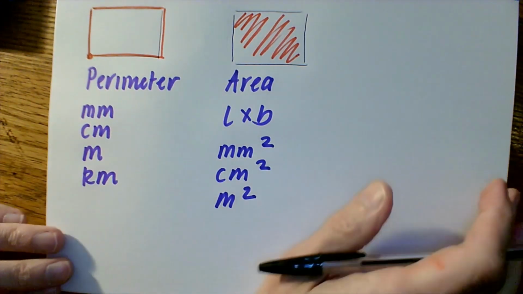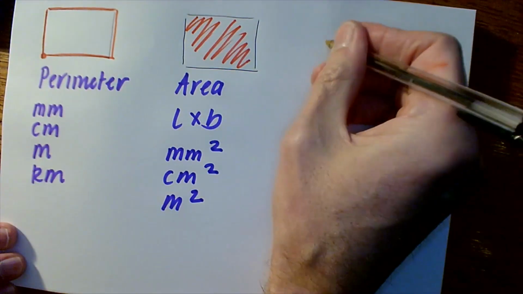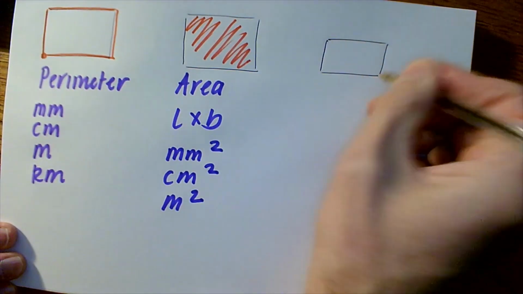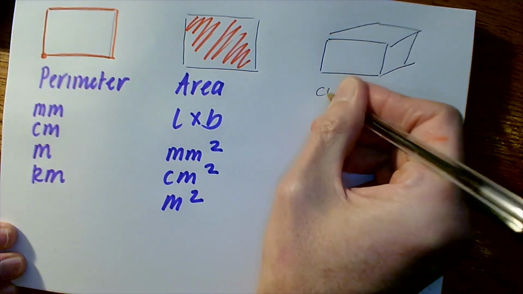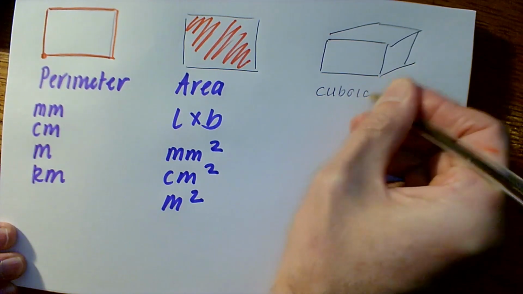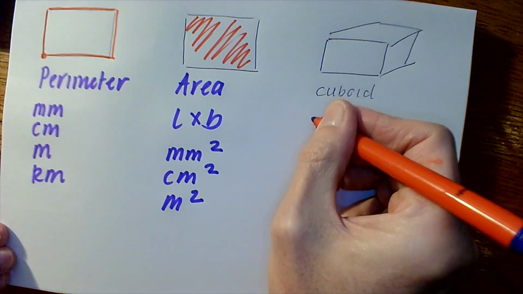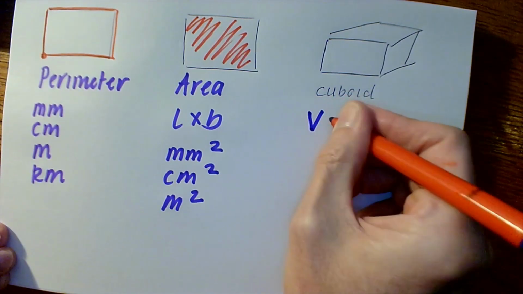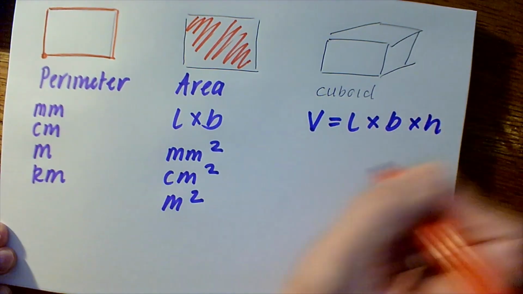And these are two-dimensional shapes because they have length and breadth. And of course, if you have a three-dimensional shape, like this, remember that shape is called a cuboid. We could find the volume of that cuboid, which was how many cubes of a particular size would fit inside it. And the volume of that cuboid would be length times breadth times height.